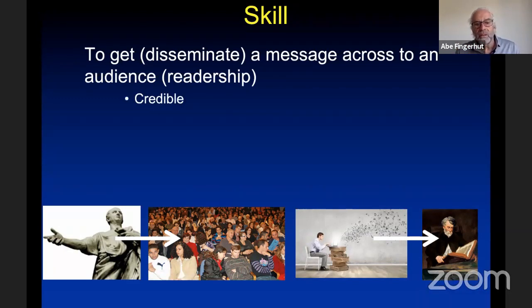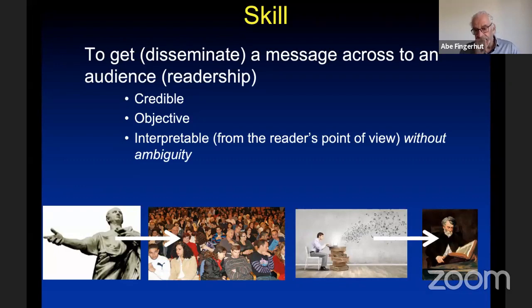In order to get your message across, the message has to be credible, believable. We have to understand right away that the writer is talking about something that is true, believable. The best way to do things is to make sure that you write objectively, not subjectively. Objectively means, and we'll see it all throughout the day, facts, realities, no guessing. We don't want the reader to guess. We want the reader to know right away what's going on. The message has to be interpretable from the reader's point of view.